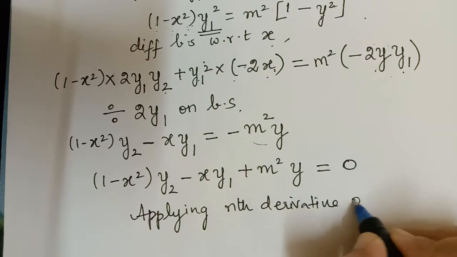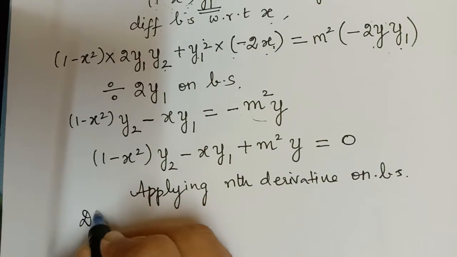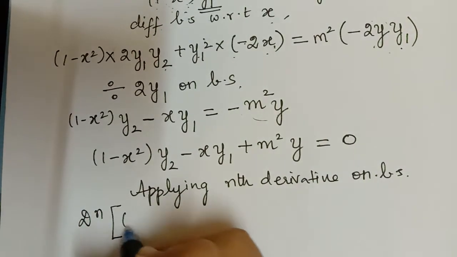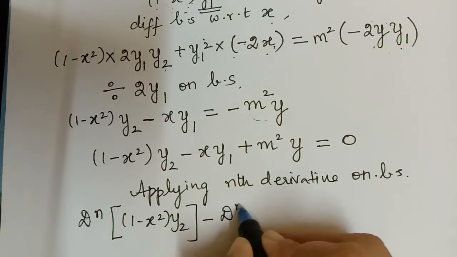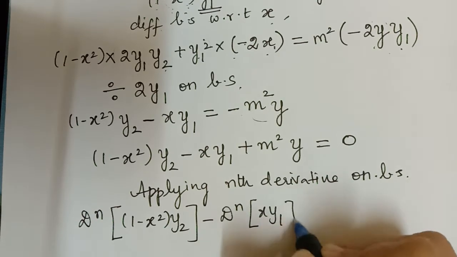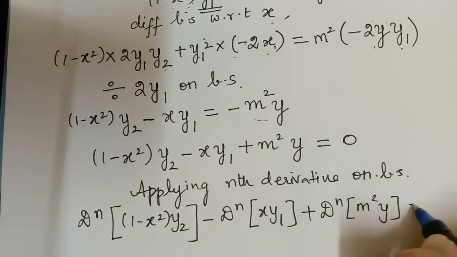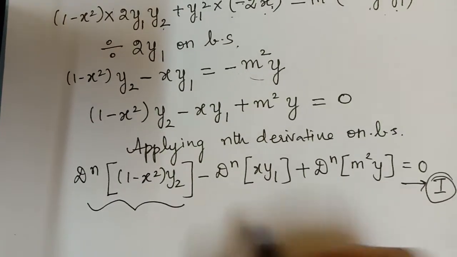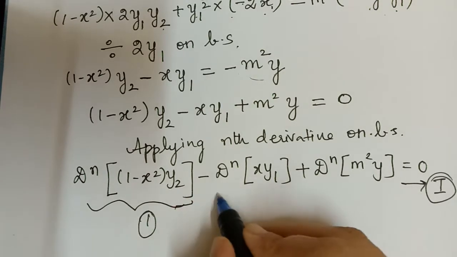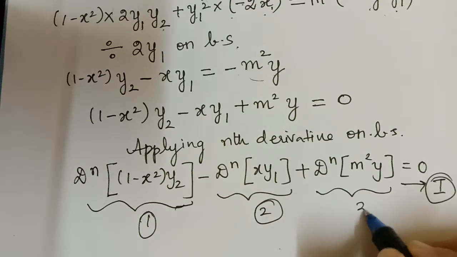on both the sides. So when we apply the nth derivative, we will be writing this as d power n of 1 minus x squared y2. Similarly, minus d power n of xy1, and then plus d power n of m squared y is equal to 0. Now let us mark this as equation 1, and this is term 1 which we have to evaluate and substitute here. This is term 2, again we have to evaluate this and substitute here, and let us have this as term 3.